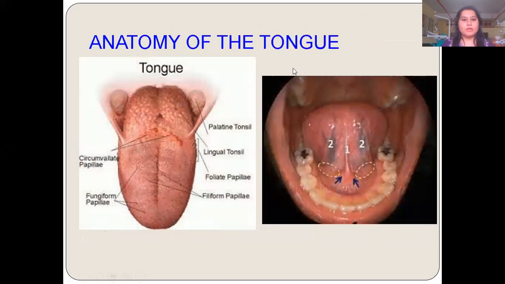So as I've told you, this is how the tongue looks like. This is the oral part, this is the pharyngeal part. The various papillae of tongue can be seen in this diagram. This is the circumvallate papillae, this is the fungiform papillae. These are the palatine tonsils, this is the lingual tonsil. These are the foliate papillae and the filiform papillae, which are present on the anterior part of the tongue.